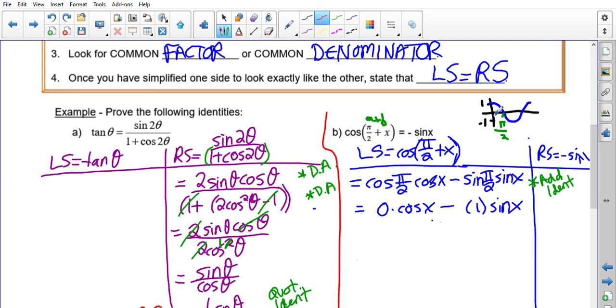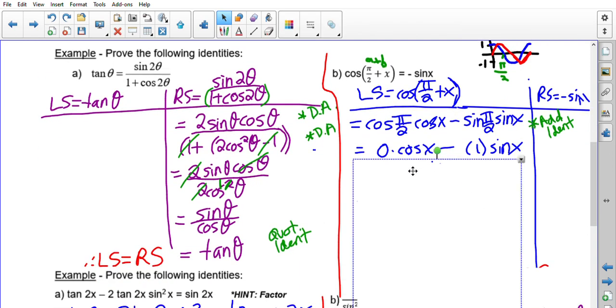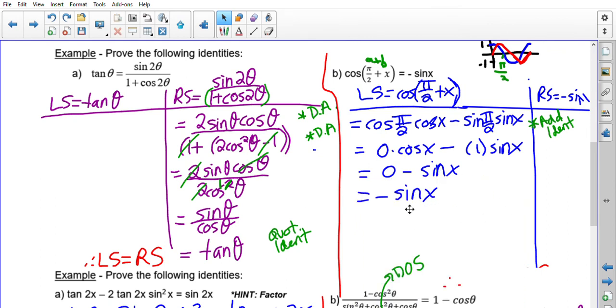So sine at pi over 2 actually reaches its max. And it'll be like that in red. So sine at pi over 2 is at 1. So we have minus 1 times sine x. So obviously that term's going to cancel out. 0 times anything is 0. So we get 0 minus sine x. And that leaves us with negative sine x. And we are happy because that is the same thing as on the right side. So at the bottom, you're going to write, therefore, left side equals right side. So therefore, the identity has been proven.